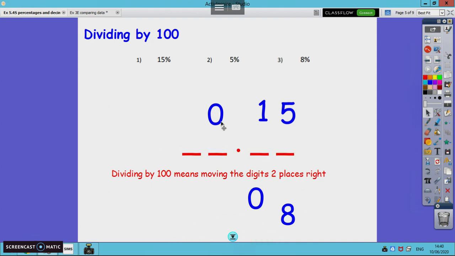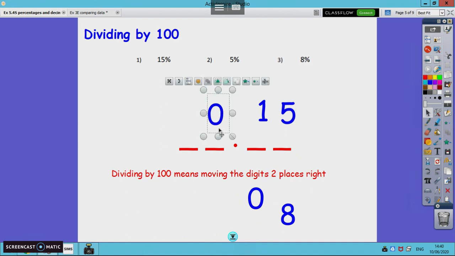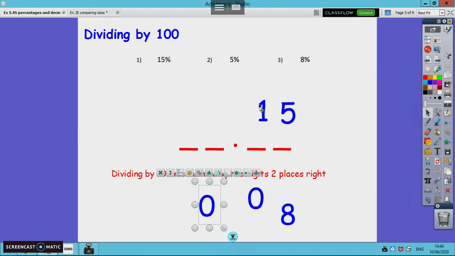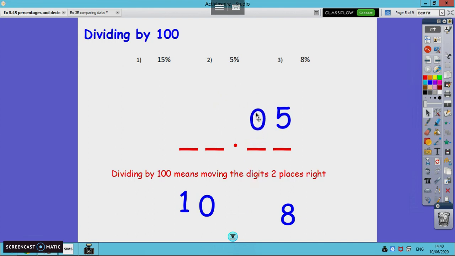Let's have another go. So say we had 5%, okay, by itself. Just divide it by 100, move everything 2 places to the right. So this would have to move 1, 2. Now we've got a couple of gaps that need filling in with zeros there. We've obviously got this one here that needs to be filled in with a 0, and we've also got the units place that needs to be filled in with a 0. So 5% is 0.05 when you divide it by 100.